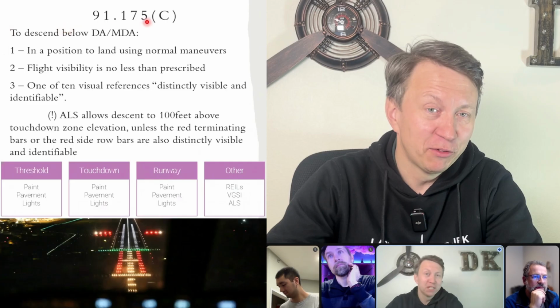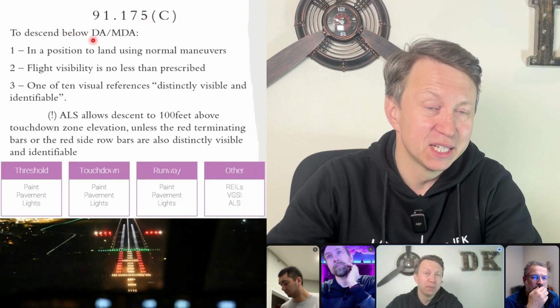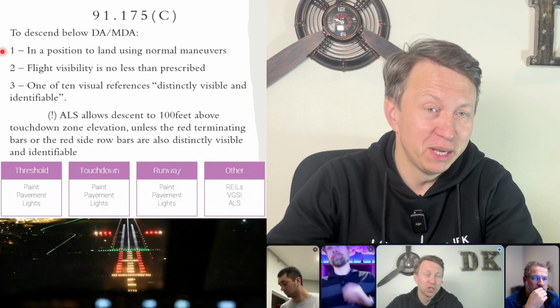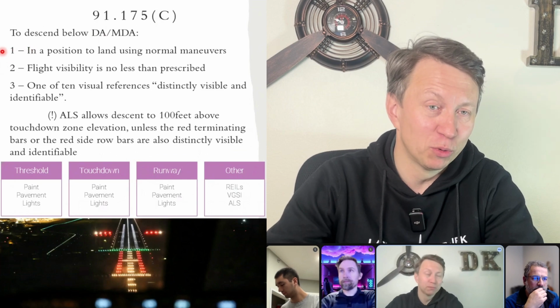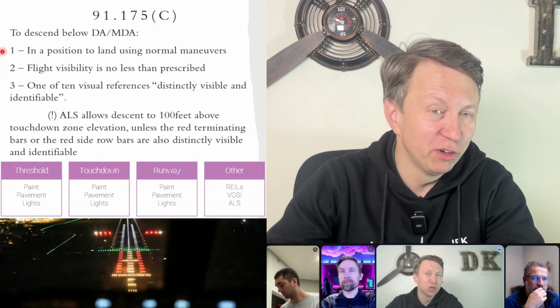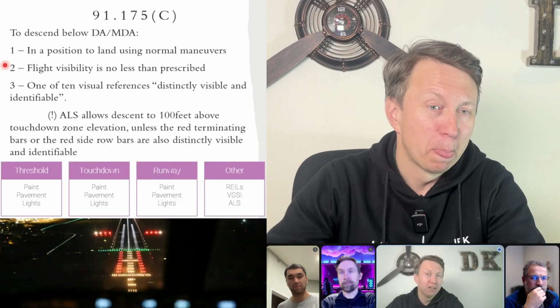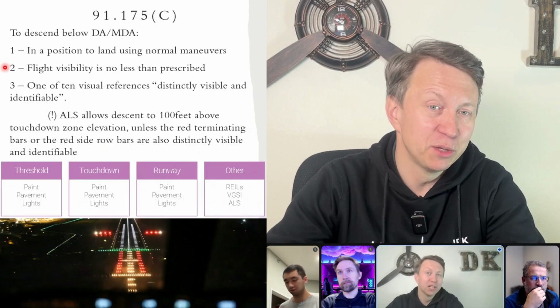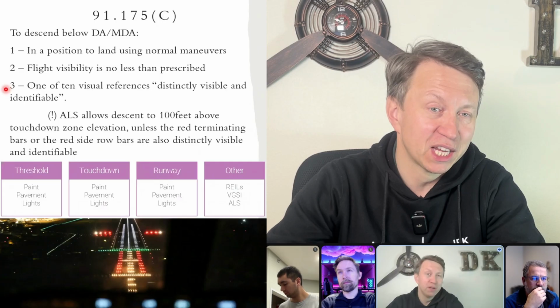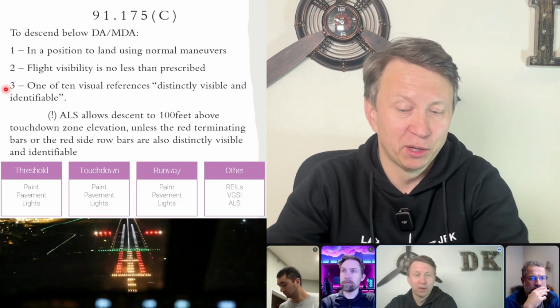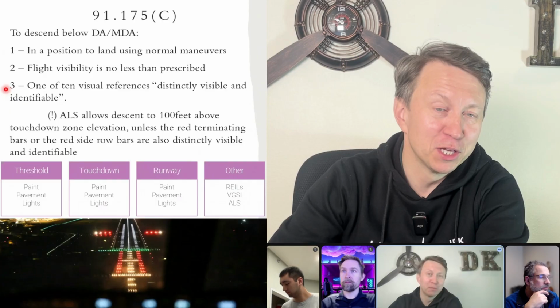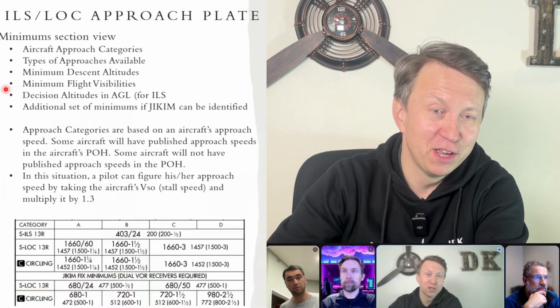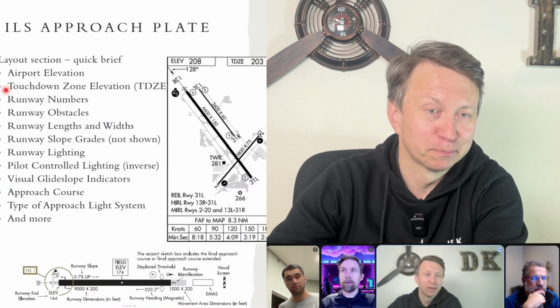But 91.175 specifically says when you are okay to descend below the decision altitude. And those three are important. You have to be in position to land using normal flight maneuvers. It's a given on a precision approach, but still, flight visibility has to be no less than prescribed, and those visual references have to be clearly identifiable. We'll circle back to this, but 91.175 is super important.